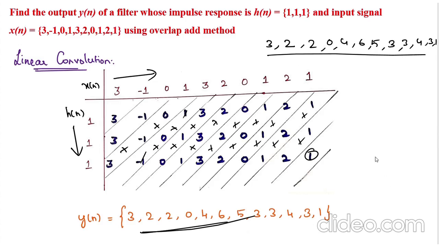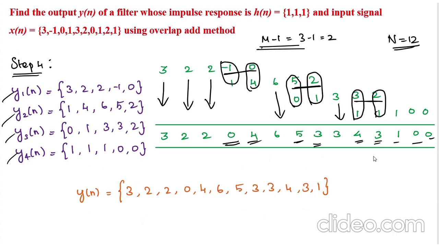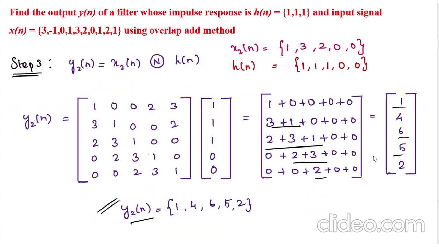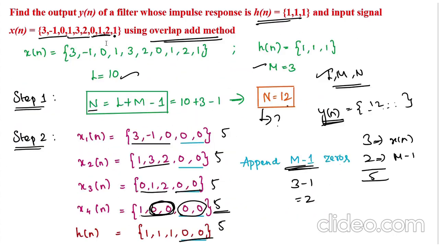This is how you can check whether you have ended up with the correct answer. So I'd like to recollect the steps. First, you will be calculating the values for L, M and N. L will be the length of x of n. M will be the length of h of n. N is nothing but the length of the output sequence y of n. Then you will be sectioning the x of n and appending M minus 1 zeros.